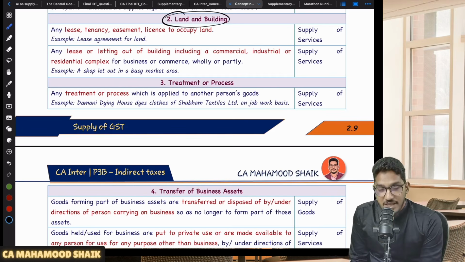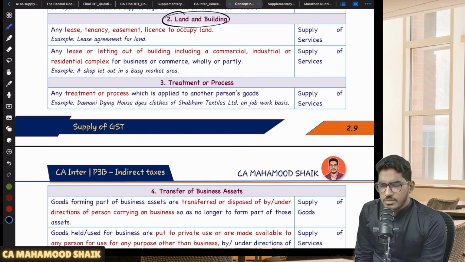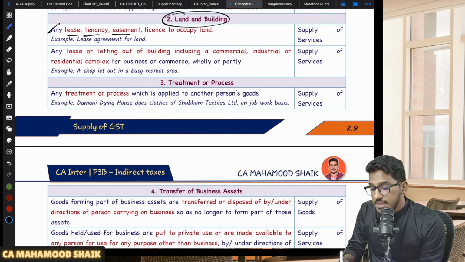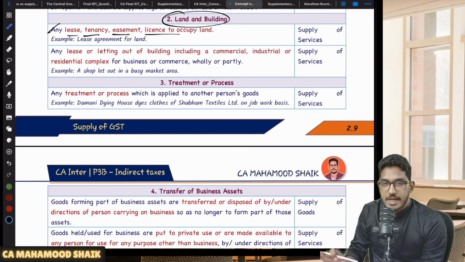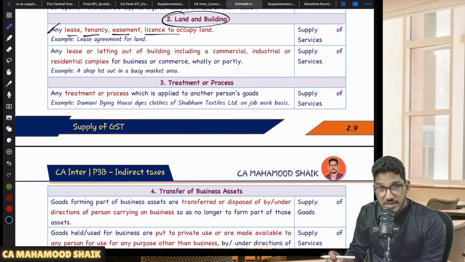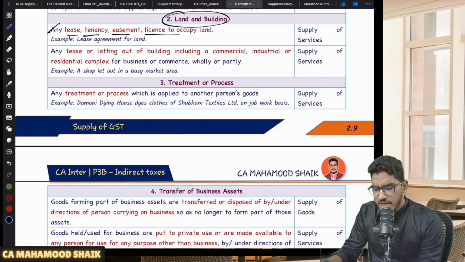Why? Because what did I say? The term services has been defined as anything other than goods. If something is not falling under the goods definition, it will fall under services. Now here for land and building also, they are not talking about sale. They are talking about lease, tenancy, easement, license to occupy the land. If you are giving land on lease, doing an easement, or giving a license to occupy the land, how will it be treated, sir? Straightforward. It will be treated as supply of services.